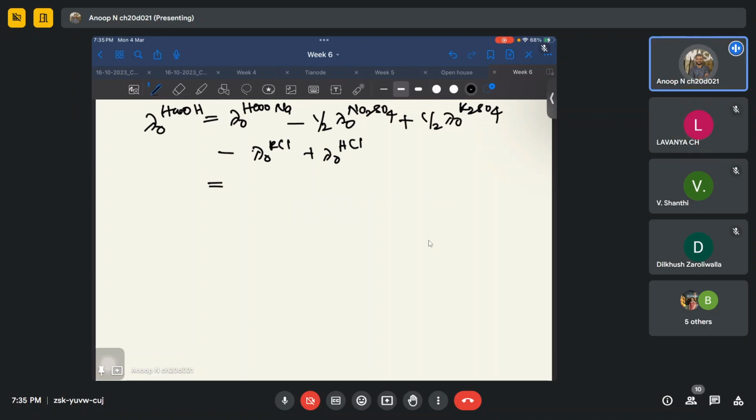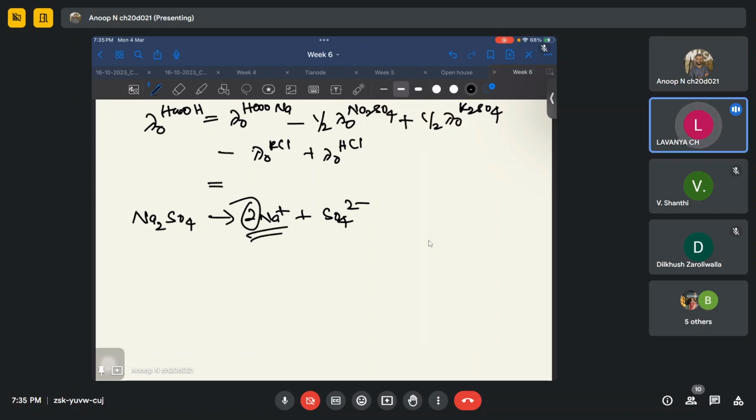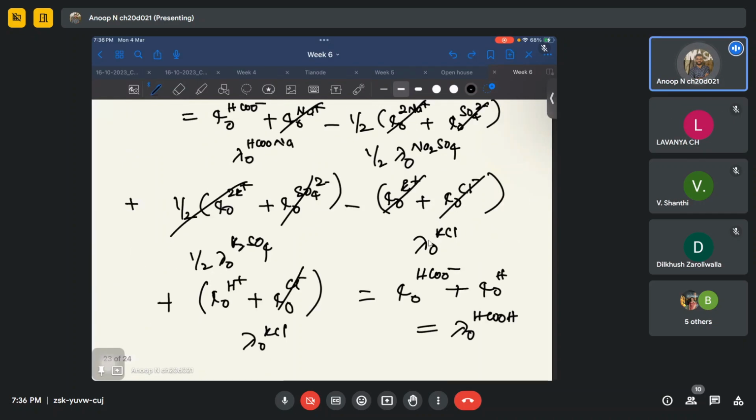Because you see here, two sodium ions are coming. Na2SO4, how will it be? Na2SO4 can give 2 Na plus and SO4 2 minus, right? So this 2 we have to take into account. That's why it's half. Here, in these things, you're asking about these things. Okay, that's a simple combination. Simple combination means we have to think.